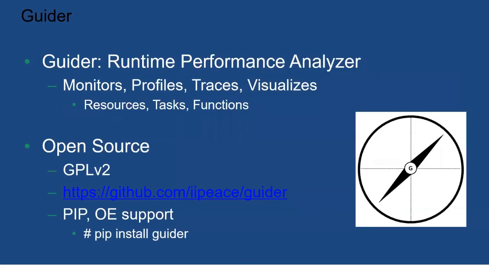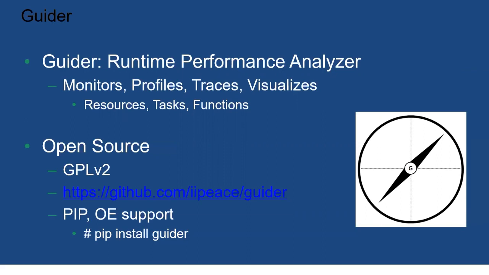So I introduce Guider, Unified Runtime Performance Analyzer. It can monitor, profile, trace, and visualize various performance factors, and it also contains many embedded units. Now it consists of about 135 commands and their options.